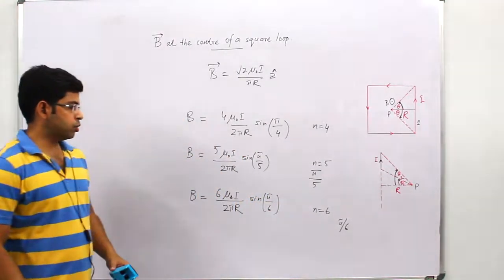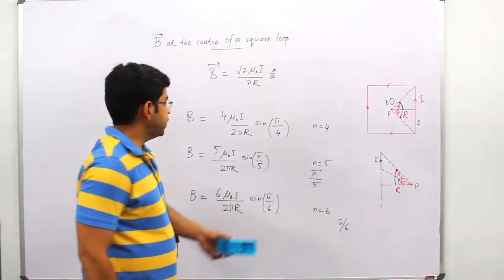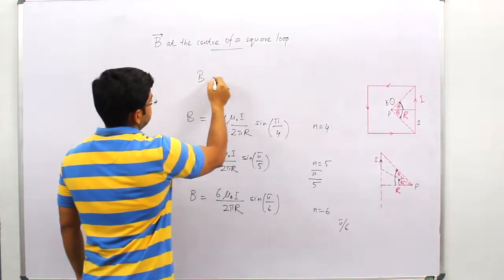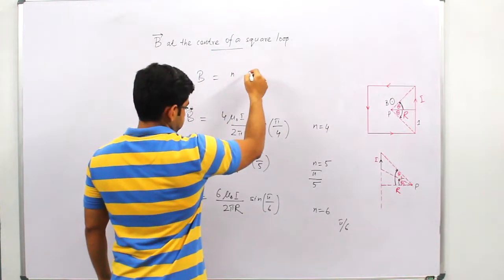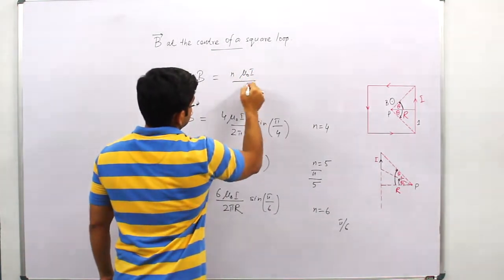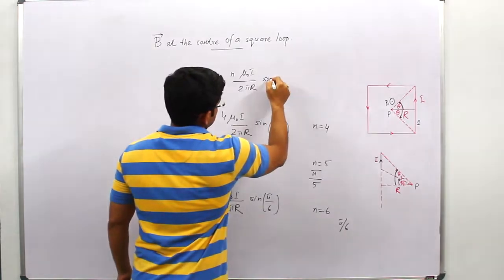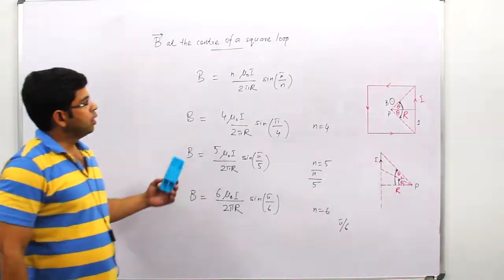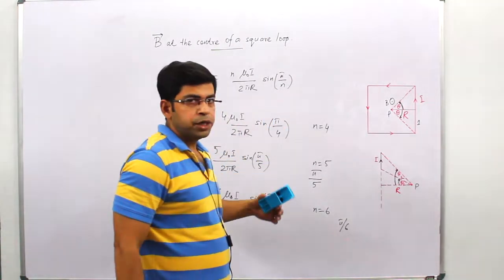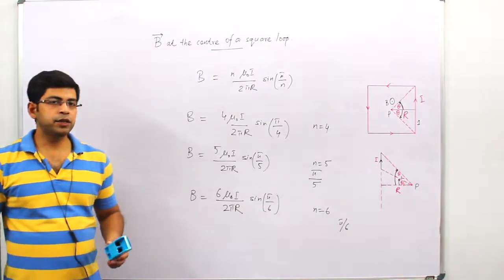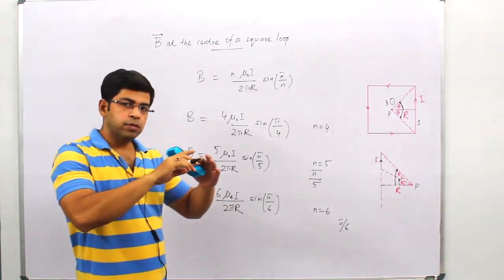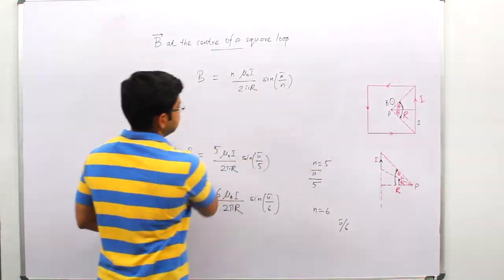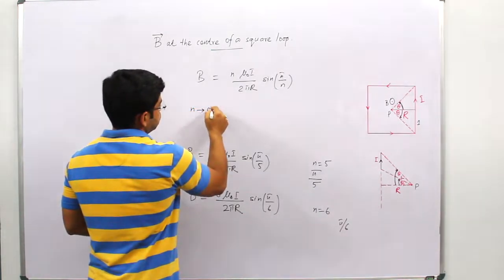Now if we extend these to a regular n-sided polygon, then again the magnetic field B will be n multiplied by mu 0 I by 2 pi r sine pi by n. Now say if we want n to tend to infinity, then that n-sided regular polygon will tend to become a simple circle. So let us see what happens in that case. Say we have n tends to infinity.